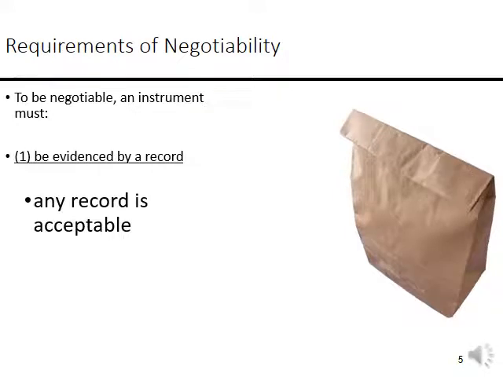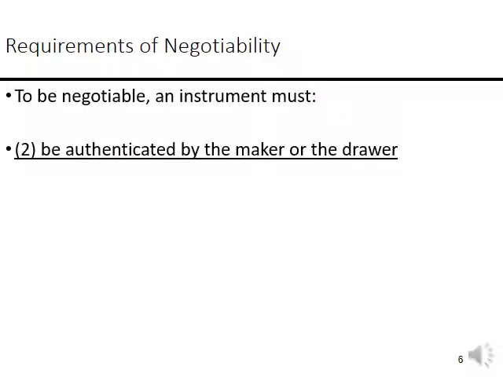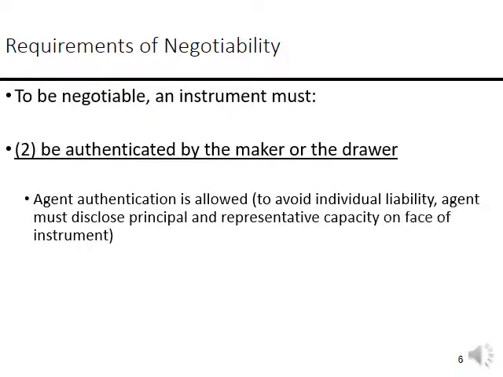So again, there are 7 elements of negotiability. The first thing is you have to have an evidence of a record or writing, and any record is acceptable. The second element is that there has to be a signature, or it has to be authenticated by the maker or the drawer of the instrument. And we'll talk about what maker or drawer is in just a second.